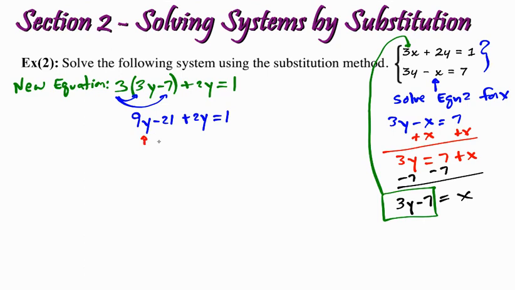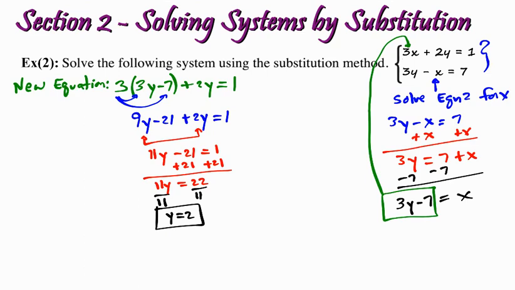We can combine the y's together. That gives us 11y minus 21 equals 1. Add 21 to both sides, and we have 11y equals 22. Divide both sides by 11, and we have y equals 2.